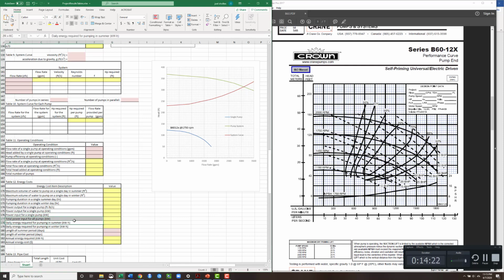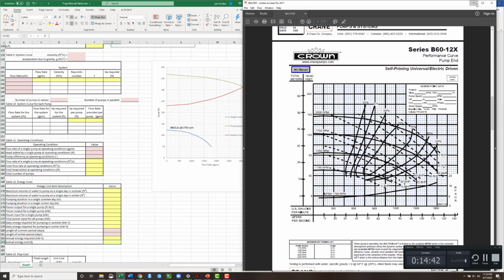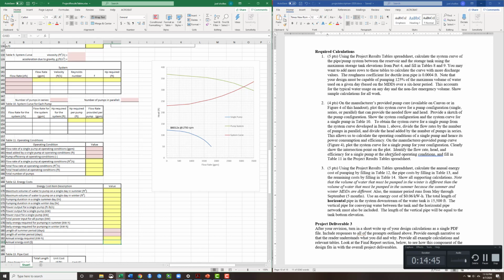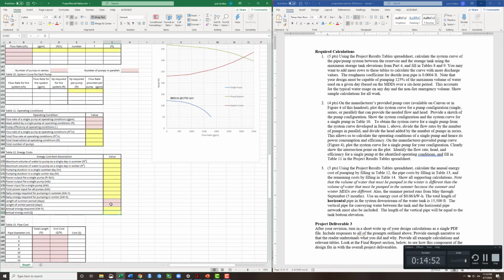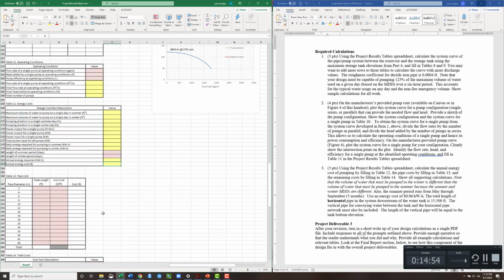We get daily energy required for pumping in the summer and then pumping in the winter, length of summer, length of winter in terms of days, and then we can multiply the daily winter and daily summer energy inputs by the number of days. Ultimately, we end up with the annual energy cost. And we should give you an energy cost that's 6 cents per kilowatt hour. So annual energy cost for operating these pumps.